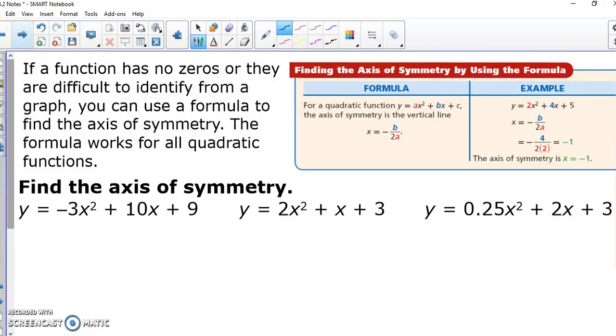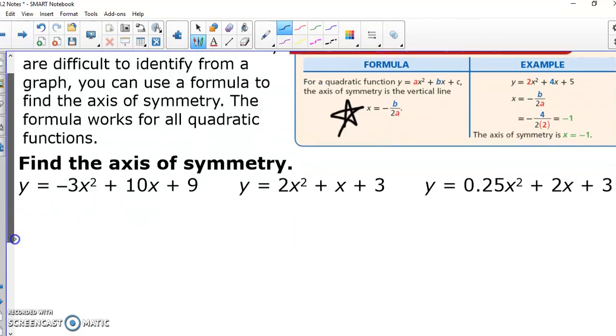All right. This next part says if a function has no zeros or they're difficult to identify from a graph, you can use this formula here to figure out what the axis of symmetry would be. This will work for all quadratic functions. So this is what you use if you don't know what the zeros are, and that'll get you your equation for your axis of symmetry.